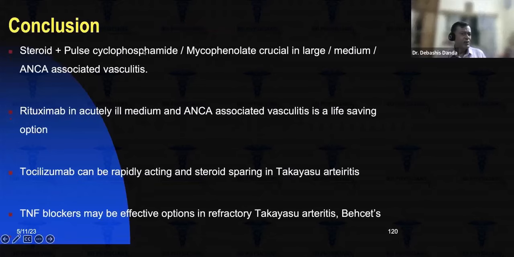Steroid plus cyclophosphamide or mycophenolate is crucial in large, medium, and ANCA-associated vasculitis. Rituximab in acutely ill, very aggressive medium vessel and ANCA vasculitis can be life-saving. Tocilizumab can be rapidly acting and steroid-sparing in Takayasu, and TNF blockers can be effective options in refractory Takayasu's and Behçet's syndrome.